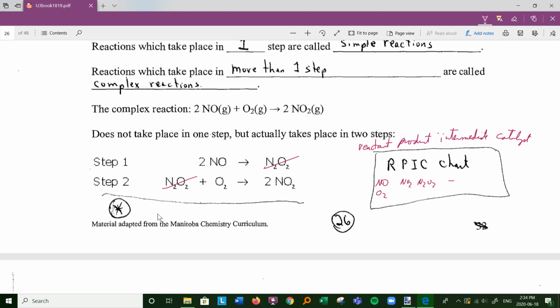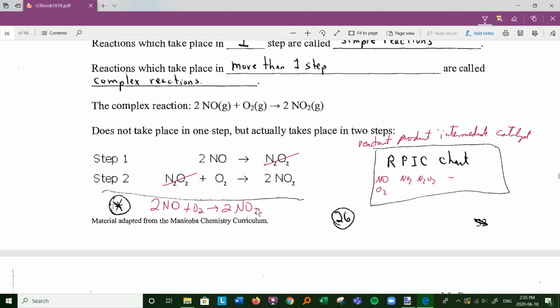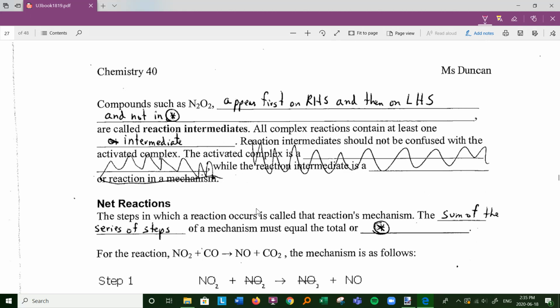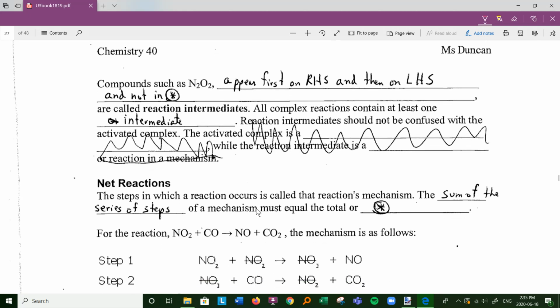This little asterisk with a circle is a way to write overall reaction, because the steps in your reaction mechanism, your series of steps, have to add together to give you the overall reaction. If they don't, then it's not a valid proposed reaction mechanism. Okay, so compounds such as N2O2 appear first on the right-hand side and then on the left-hand side. RHS, abbreviation for right-hand side, LHS, abbreviation for left-hand side. They don't appear in the overall reaction. Any complex reaction has to have at least one intermediate.